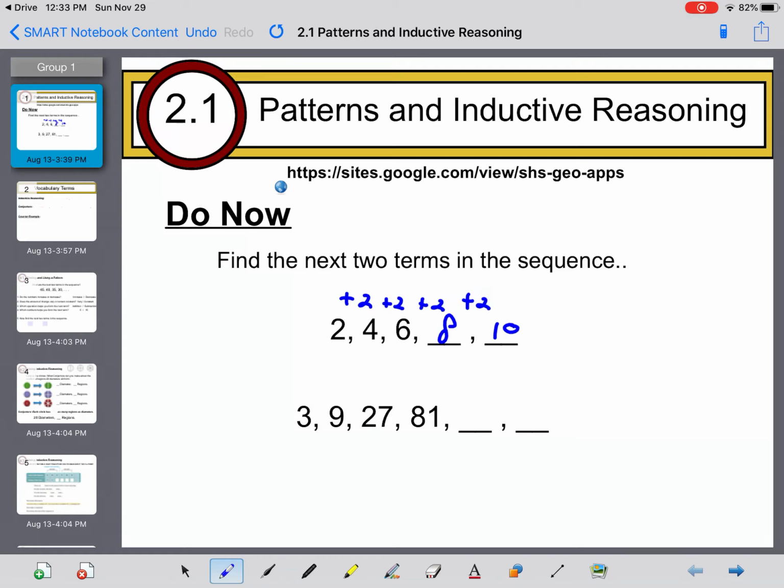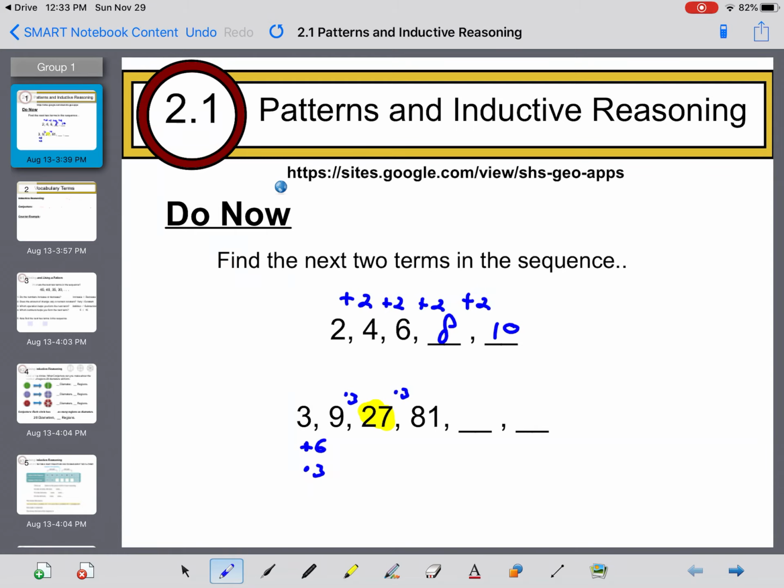If you take a look at the bottom here, 3 to 9 could either be plus 6 or times 3. So we have to figure out which one it is. Well, 9 plus 6 only makes 15. We're looking for 27. 9 times 3 is 27.